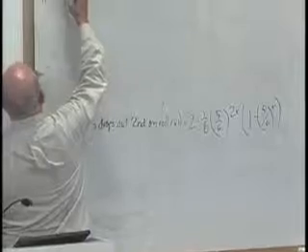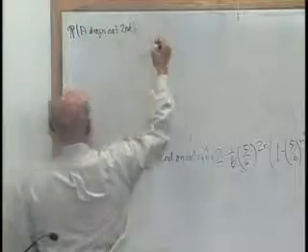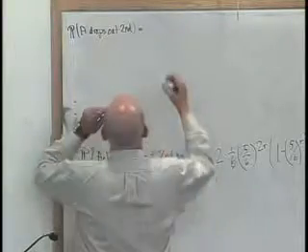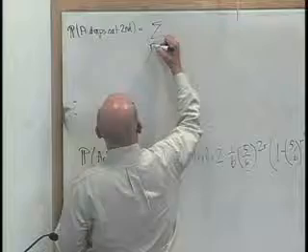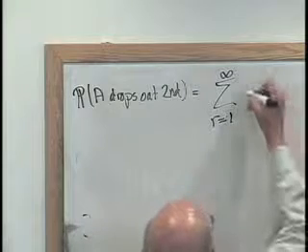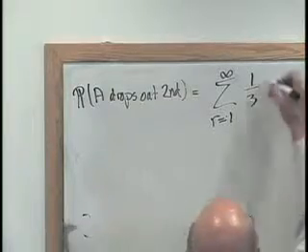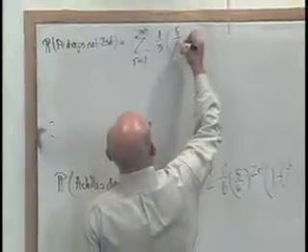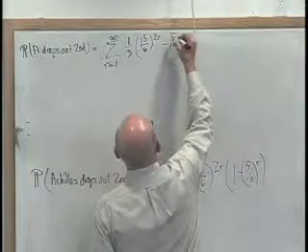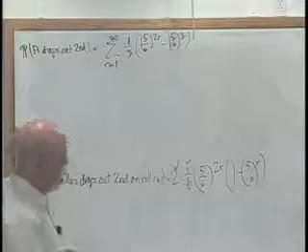So the probability that A drops out second is equal to the sum from R equals 1 to infinity of 2 times 1/6, which is 1/3, times 5/6 to the 2R minus 5/6 to the 3R.